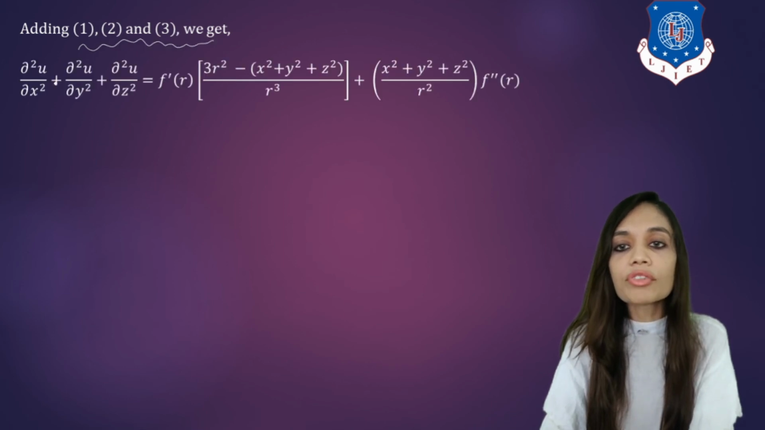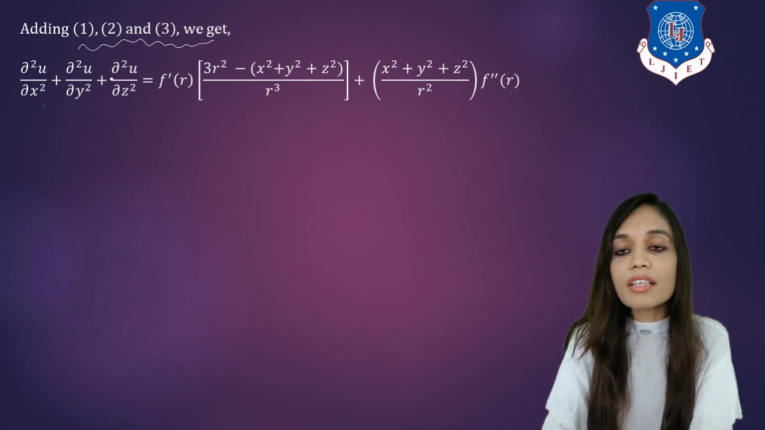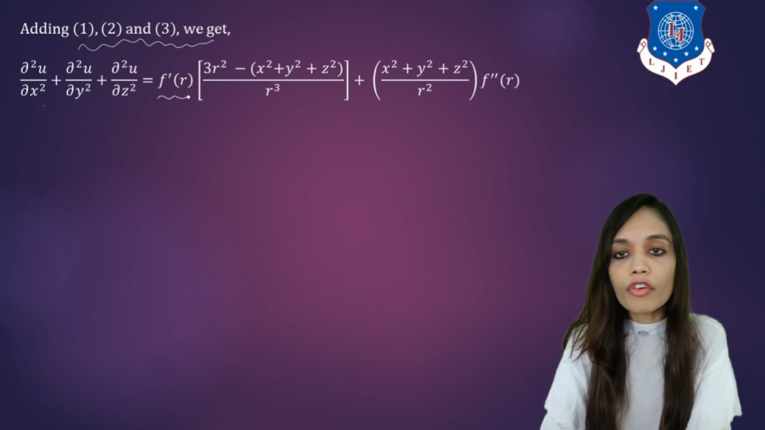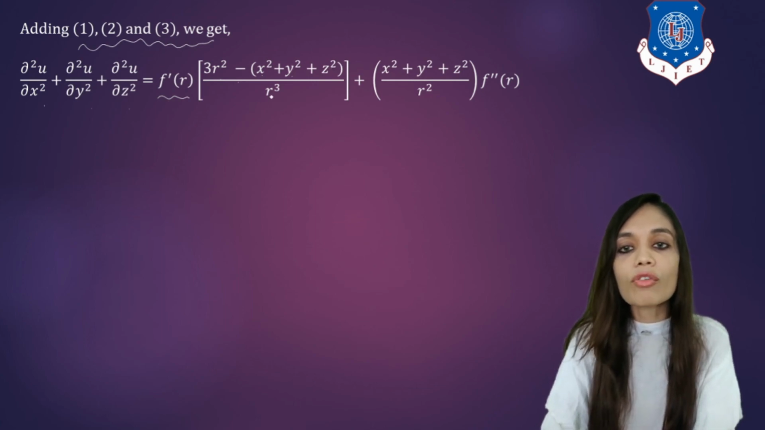Now what we will do? We will add equations 1, 2 and 3. So on adding we will get del square u upon del x square plus del square u upon del y square plus del square u upon del z square is equal to f dash of r into 3r square minus x square plus y square plus z square upon r cube plus x square plus y square plus z square upon r square into f double dash of r.